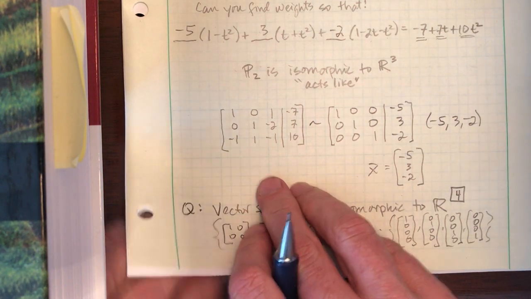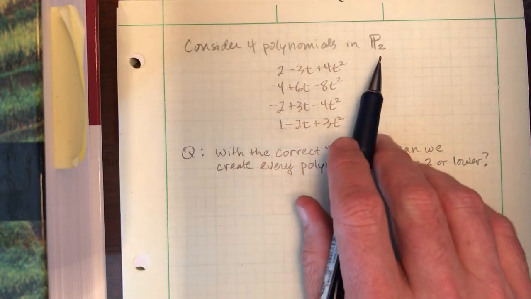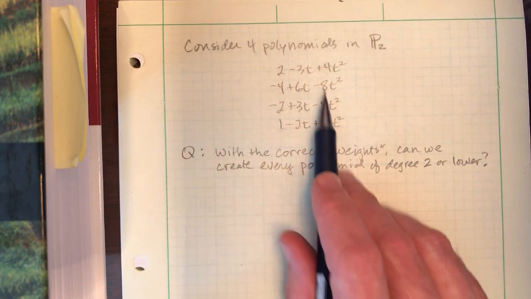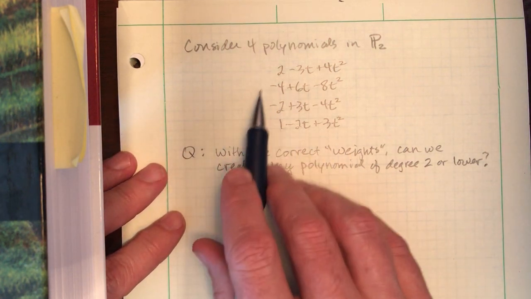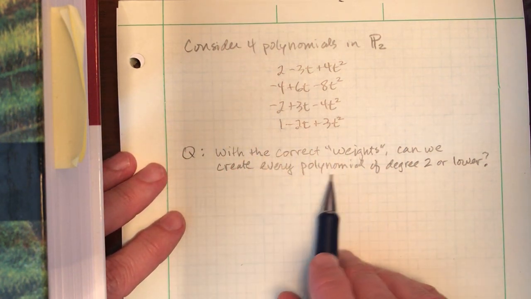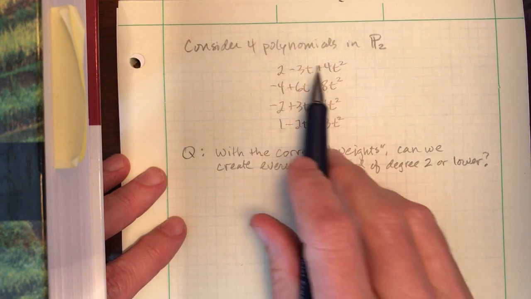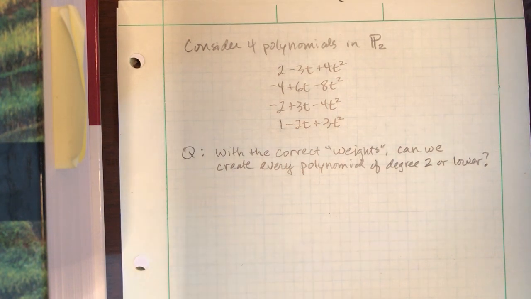All right, last example. So here we are back in P2, and I have a set of 4 polynomials that we're going to use. So got plenty to work with here. My question is, with the correct weights in front of each of those, can we create every polynomial of degree 2 or lower? Well, it looks like we've got a lot to work with. We've got 4 polynomials. Each one has a constant, a t term, a t squared. So let's see how we can pull this off.